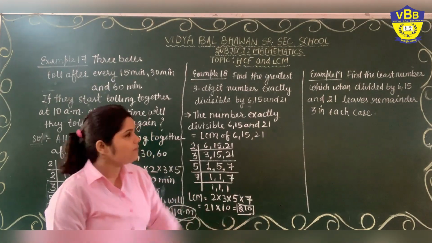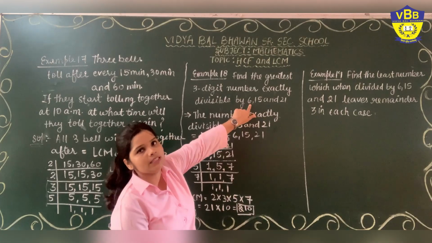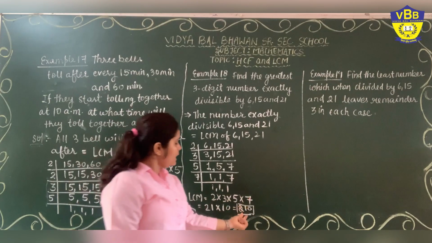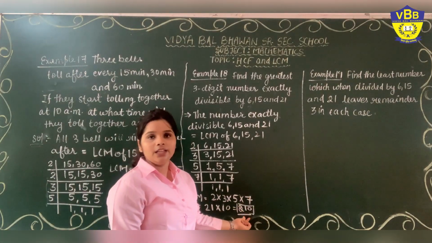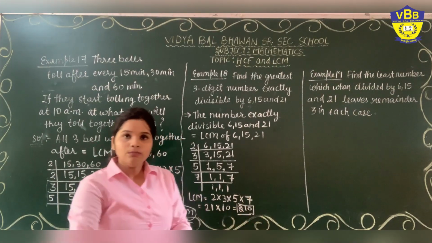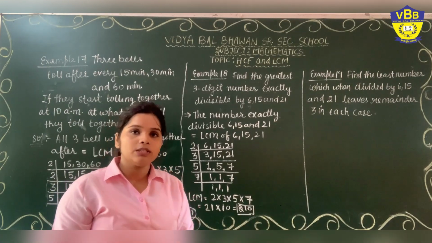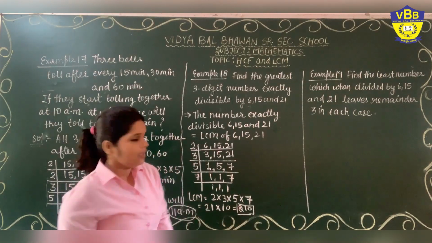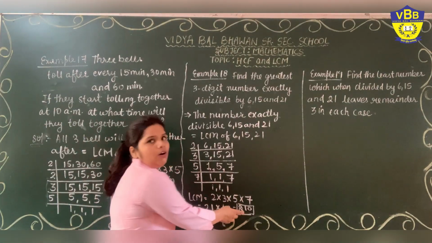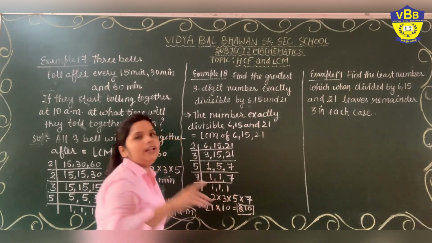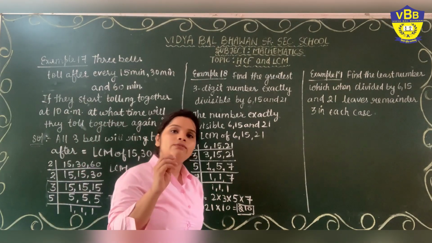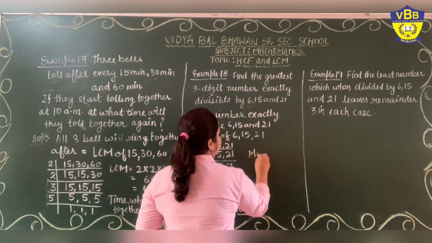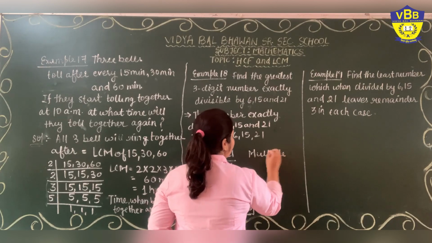210 is a number which will be completely divisible by 6, 15 and 21. But is it the greatest 3-digit number? No, there are more 3-digit numbers which are possible and can be divided by these 3 numbers. How can we find that? We need to write the table, or the multiples, of 210 till we get a 4-digit number. So, you have to write the multiples of 210.